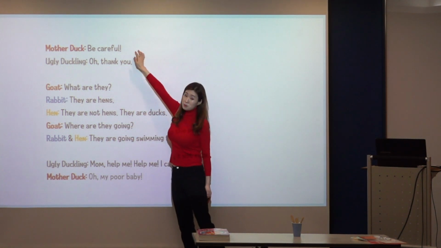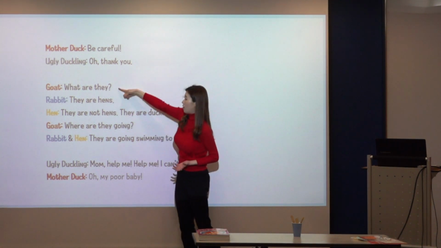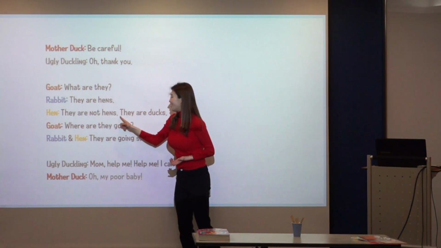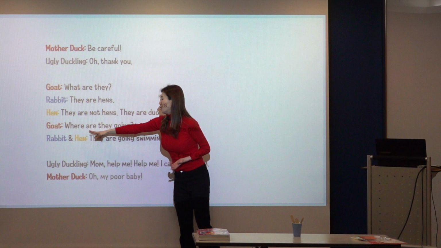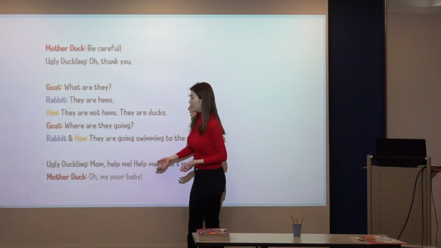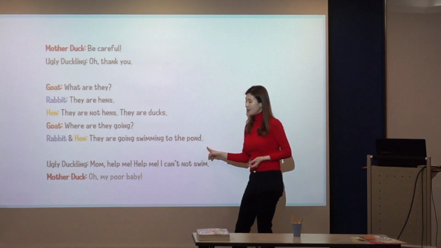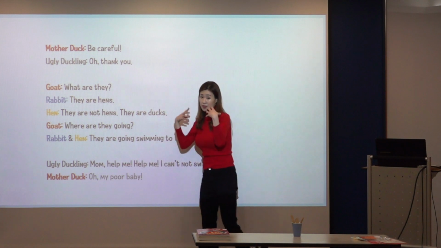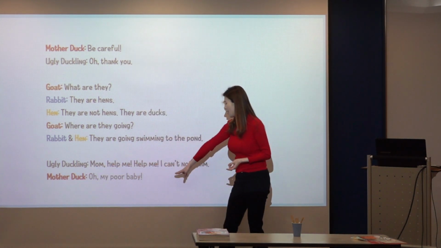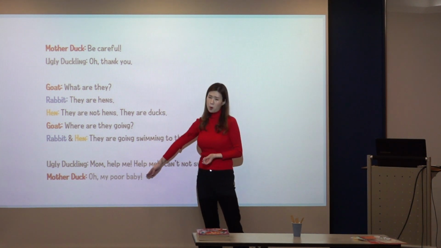Mother duck says, be careful. And Ugly Duckling says, oh, thank you. Where are they? Oh, what are they? They're hens. Oh, they're not hens. They're ducks. Where are they going? Because they are going somewhere, right? And then they say, oh, they're going swimming to the pond. And then think about in the pond. Ugly Duckling says, Mom, help me. I cannot swim. Mother duck says, oh, my poor baby.